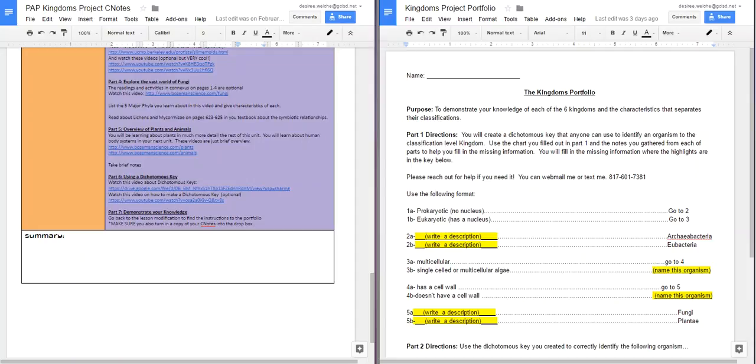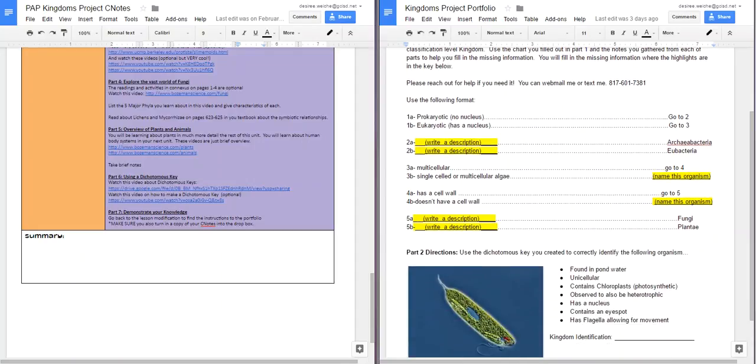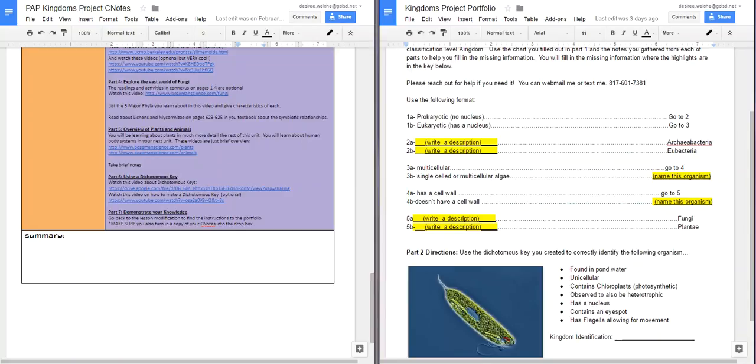The other part of this portfolio, or part 2, is the kingdoms portfolio, which is over on this side of the page. Okay. What you have here is a dichotomous key outline. If you remember, a dichotomous key is made up of a couplet, or steps, if you will. And the idea is that you can identify any organism to kingdom using this dichotomous key. But this dichotomous key is missing some information.